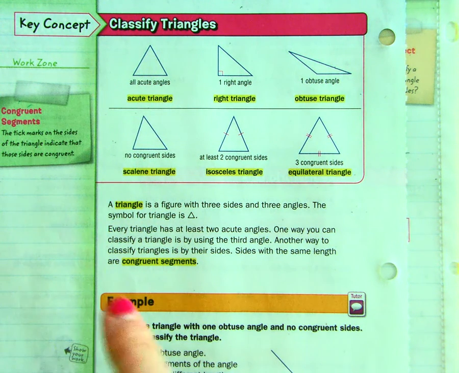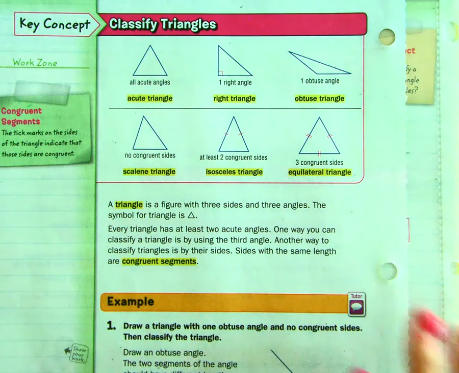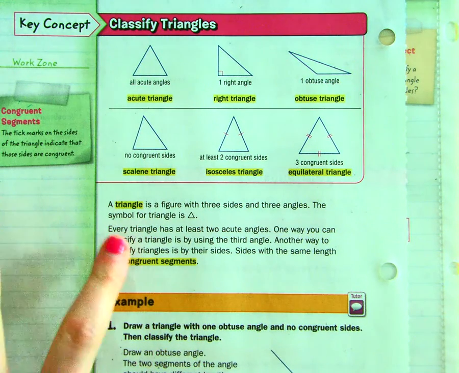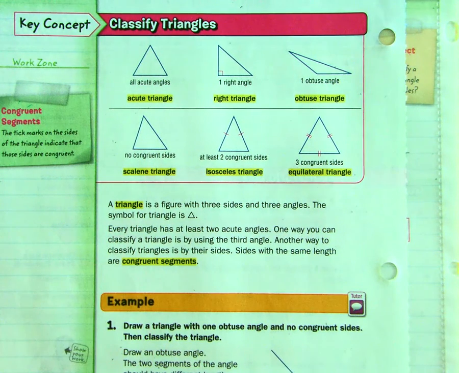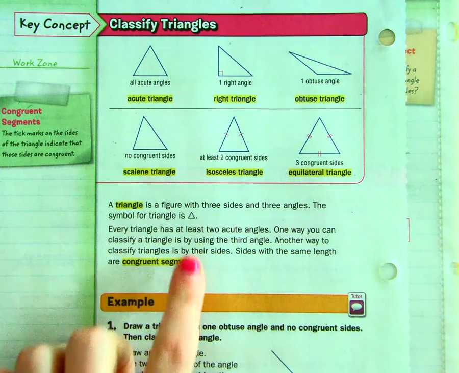Then we can classify triangles by their sides. A triangle with no congruent sides is called a scalene triangle. A triangle with at least 2 congruent sides is called an isosceles triangle. And a triangle with 3 congruent sides is called an equilateral triangle. A triangle is a figure with 3 sides and 3 angles. The symbol for the triangle is a triangle.